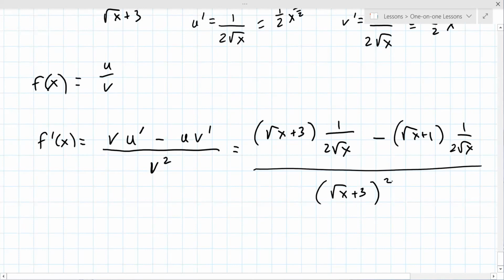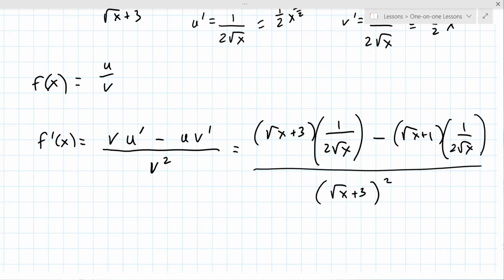So let's just say this question didn't ask for the tangent line. I just asked you to find the derivative. I would put it in WebAssign like this with these parentheses. And I wouldn't simplify. I would just completely let it be exactly as it is here.